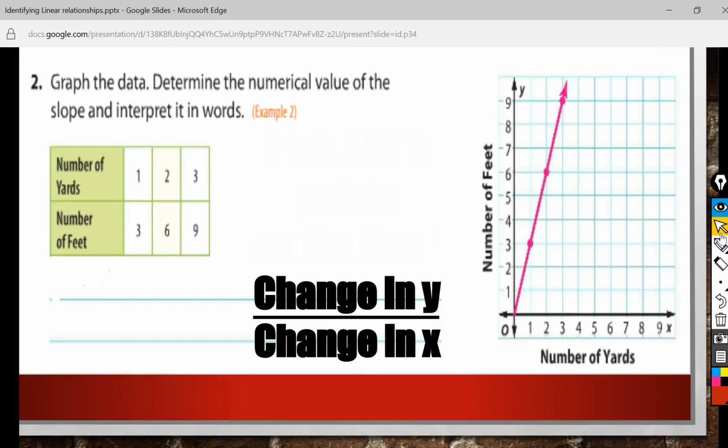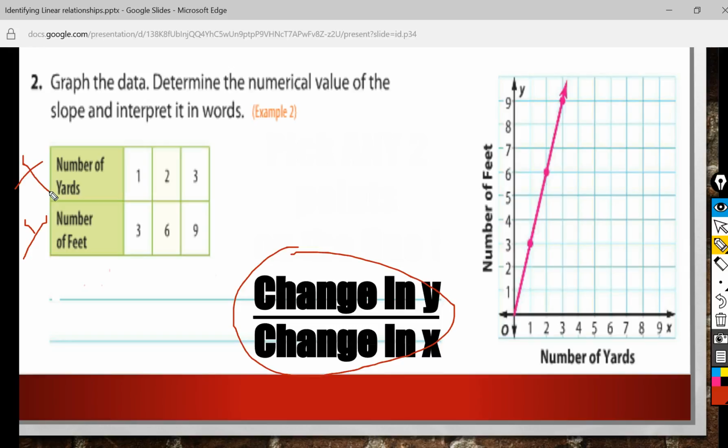So here we know that 3 feet is in 1 yard. This one's even simpler than the other ones, but you can also use the table or the graph. Find your change in y over your change in x. So we see our change in y, and here's another reminder: your bottom row of the table will always be y, and your top row will always be x.